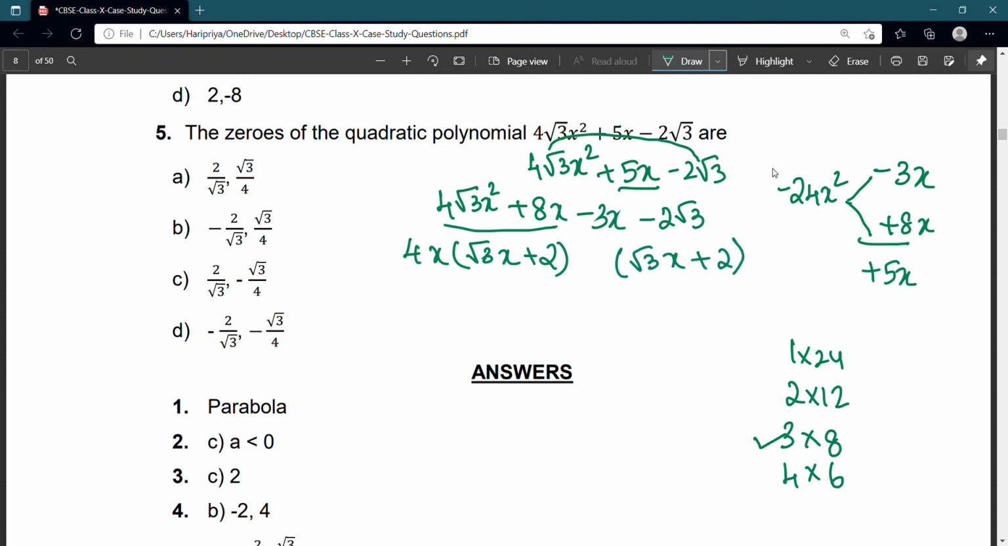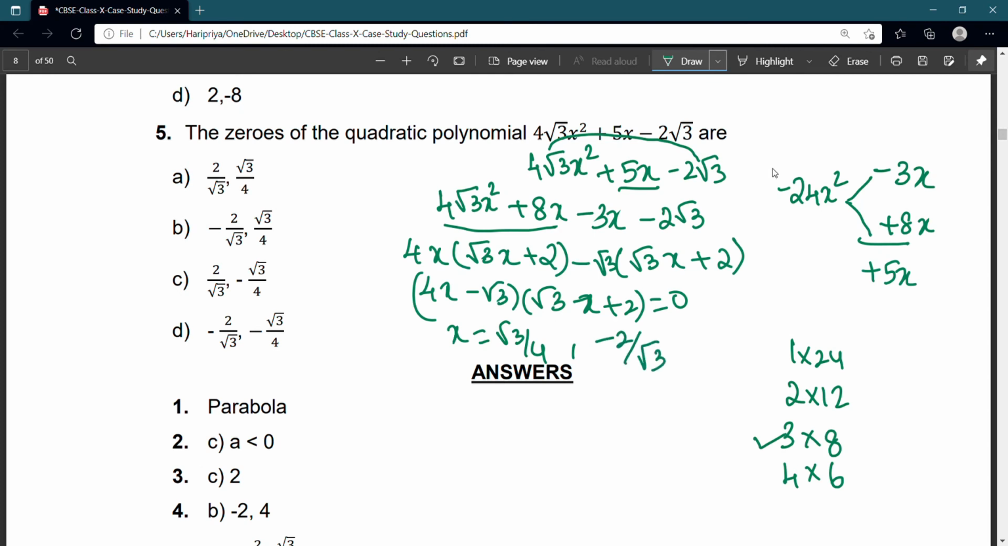Accordingly, you have to write the common term. So here you have minus, so you are writing minus, and this is 3, here root 3. So root 3 into root 3 is 3, minus into plus is minus, 2 into root 3 is 2 root 3. Now if you take the common term outside, 4x minus root 3 into x plus 2. So x equal to root 3 by 4 and minus 2 by root 3.